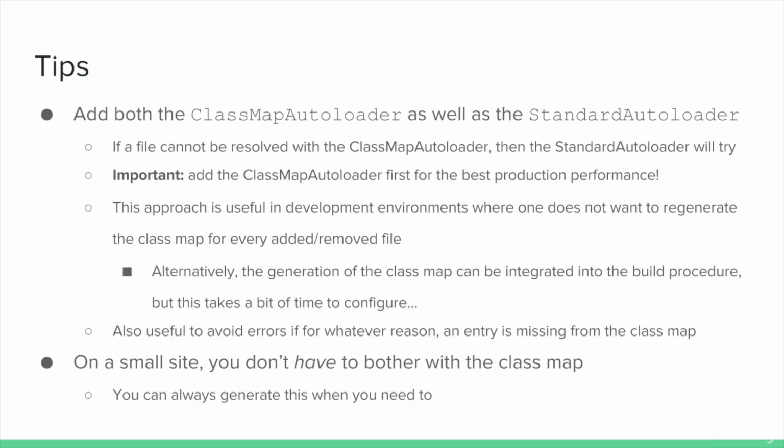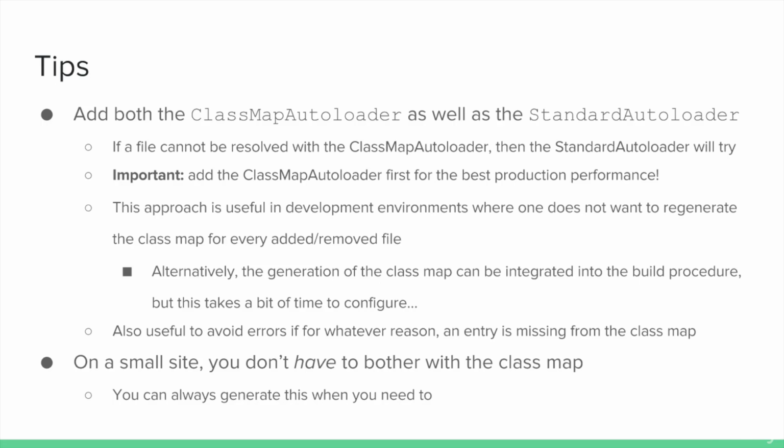You should add both the Classmap autoloader as well as the standard autoloader. This is because if a file cannot be resolved with the Classmap autoloader, then the standard autoloader will try. And this is useful if you add the Classmap autoloader first and then add the standard autoloader. First, the Classmap autoloader will try to load the file, and if it fails, it will move on to the standard autoloader as a backup. But since the Classmap autoloader is significantly faster than the standard autoloader, this will give us a boost in performance in the case that we actually have a class map available.